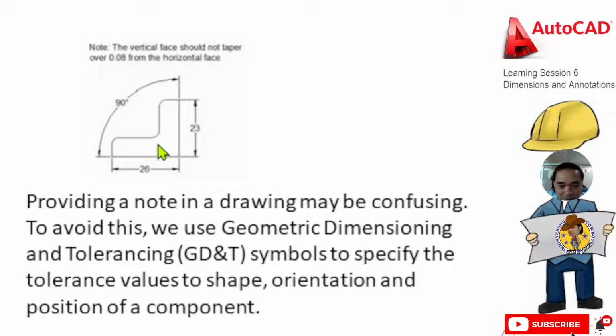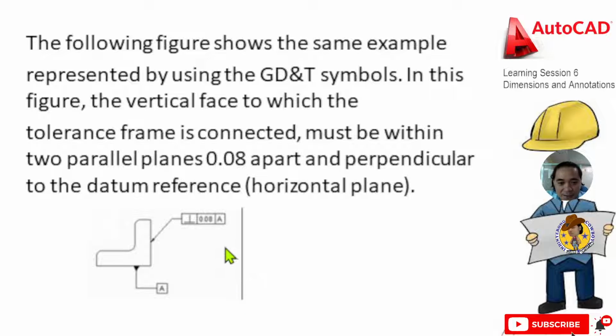Okay, so like this one, note the vertical page should not differ over 0.08 from the horizontal page. Providing a note in a drawing will be confusing. To avoid this, we use geometric dimensioning and tolerancing, GD&T, symbols to specify the tolerance values to the shape, orientation, and position of the component. The following figure shows the example represented by using the GD&T symbols.